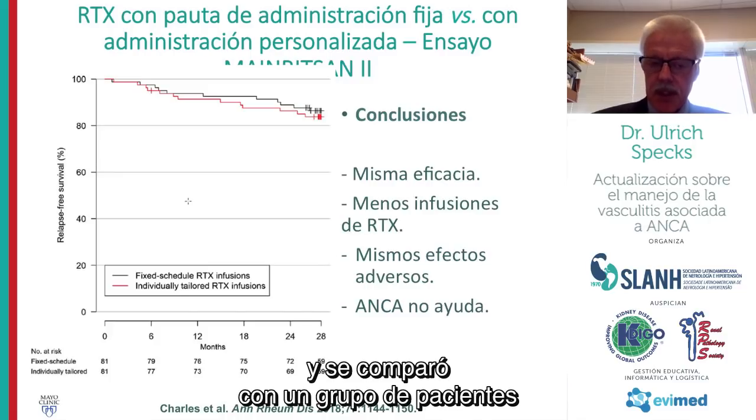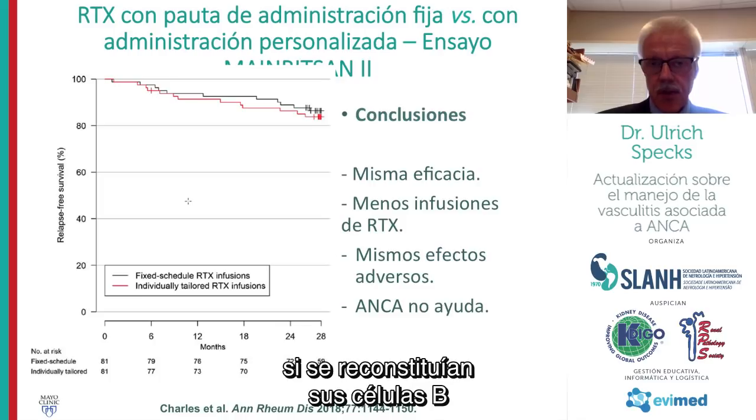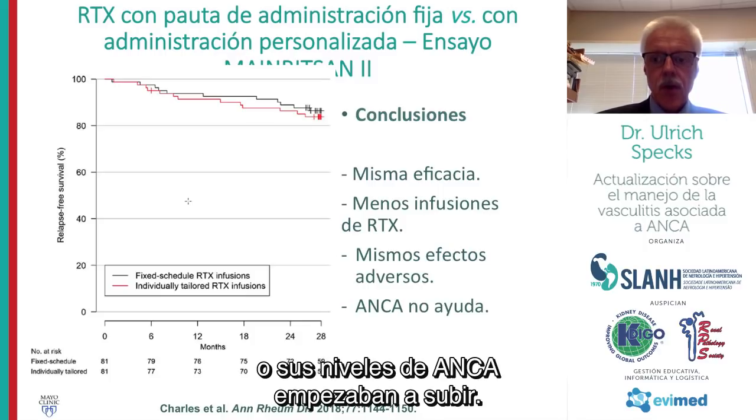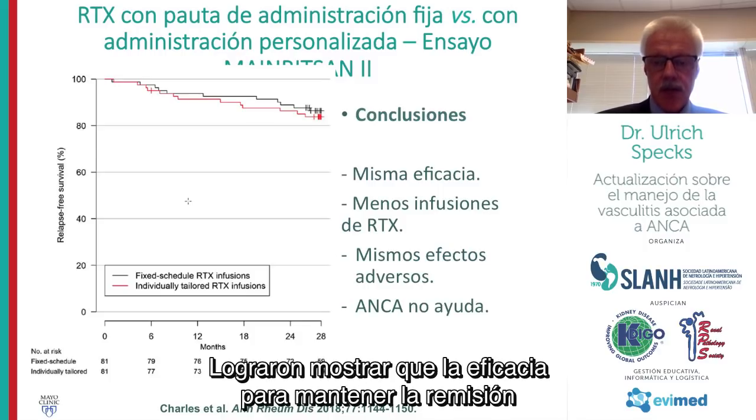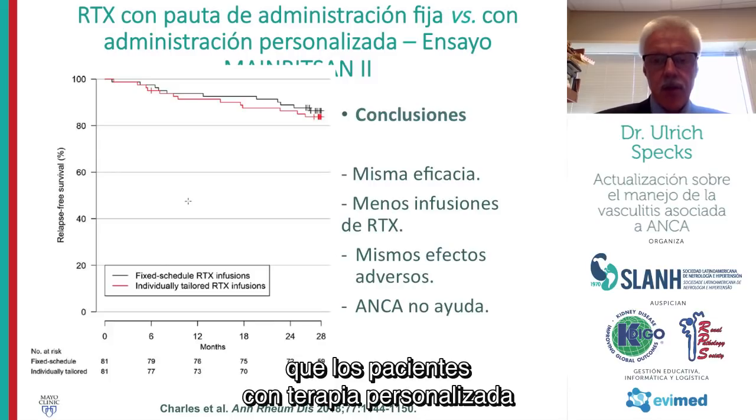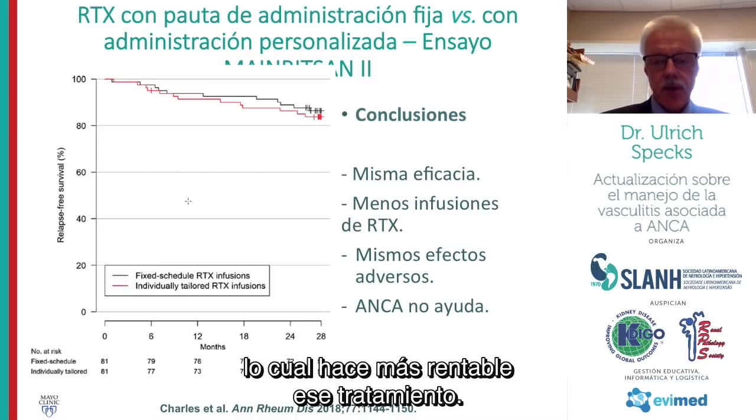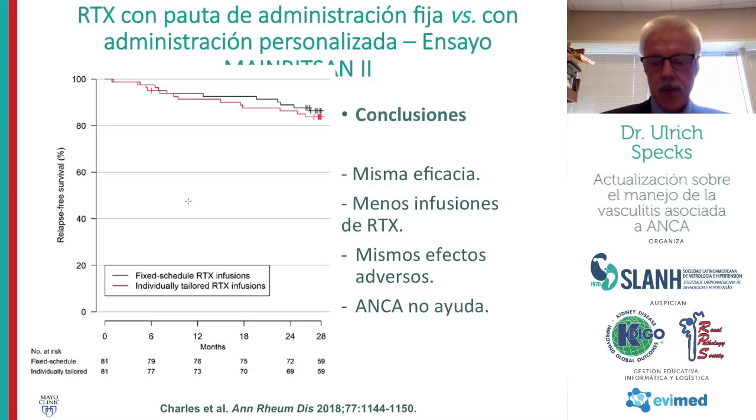And they compared it to a treatment arm in which patients would only receive a repeat dose of 500 milligrams if either their B cells had reconstituted or their ANCA levels started to rise. And they were able to show that the efficacy of maintaining remission was exactly the same in both treatment arms, but the advantage was that patients who received it in an individually timed fashion required much fewer rituximab retreatment doses, making such an approach more cost-effective.